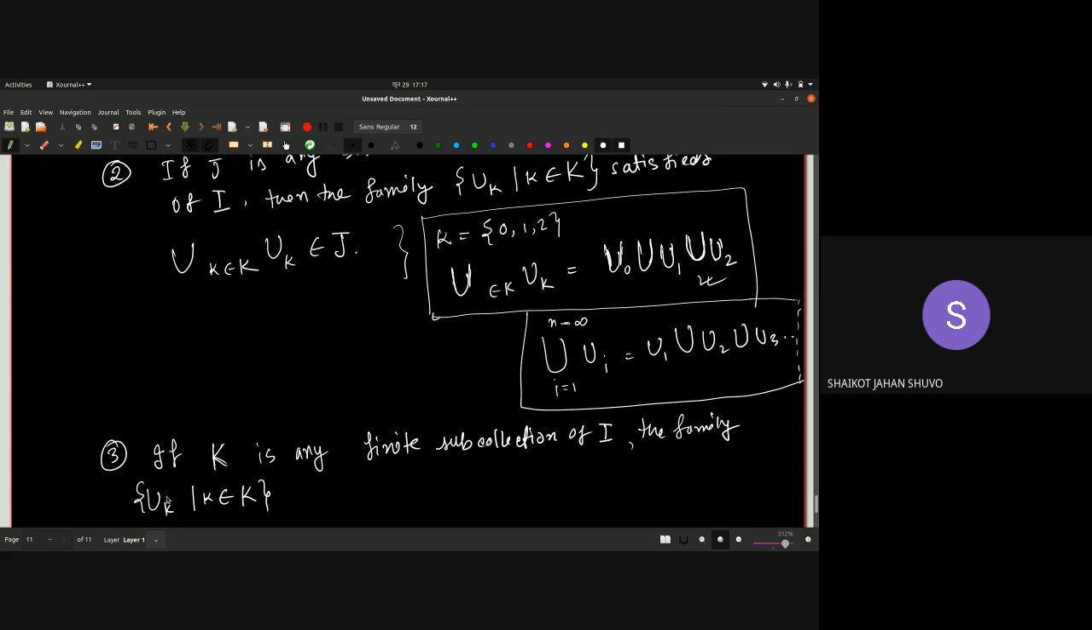What it means is that if you put some index, let's say you put k equals to 1, then u1 should belong to your subcollection capital K. That satisfies the following requirement. That means this finite intersections of your sets will also belong to tau.